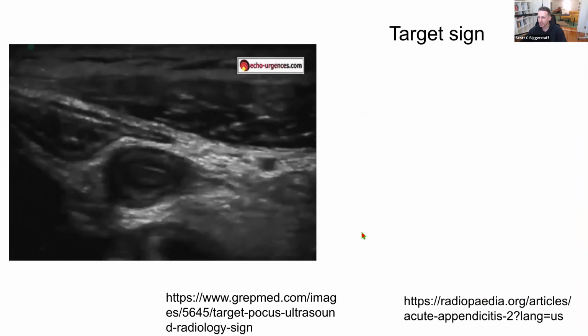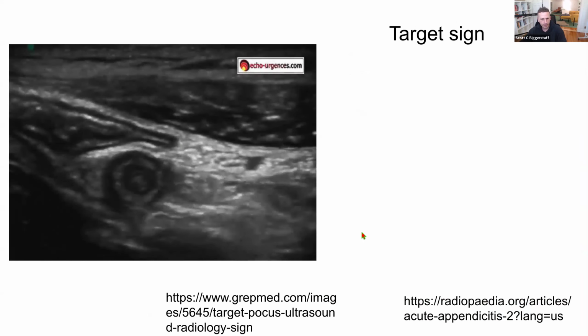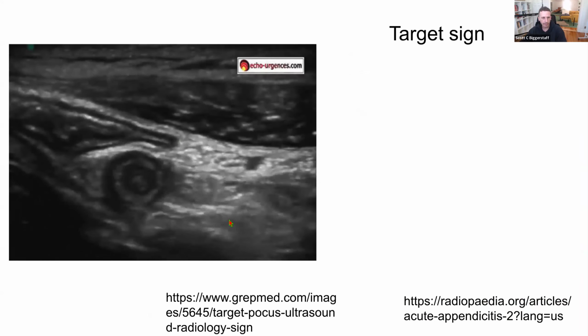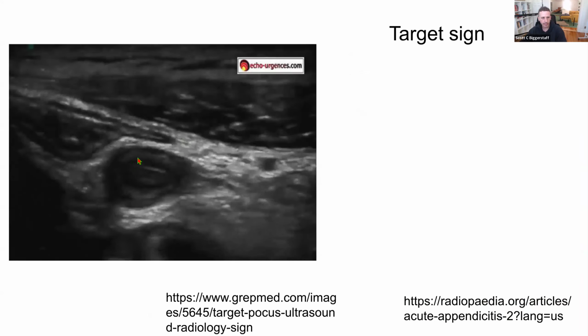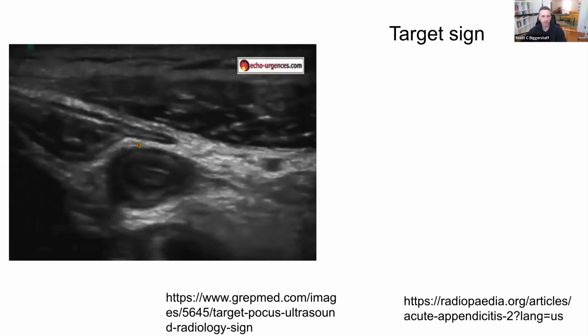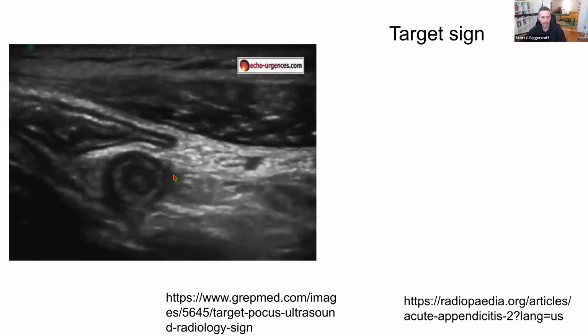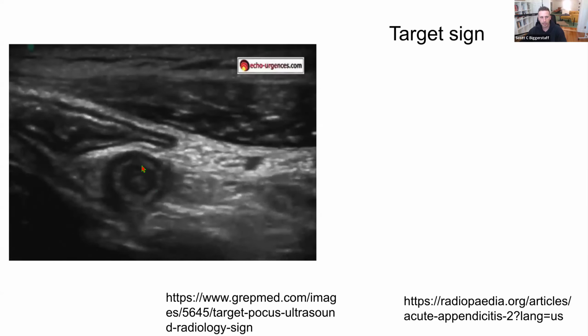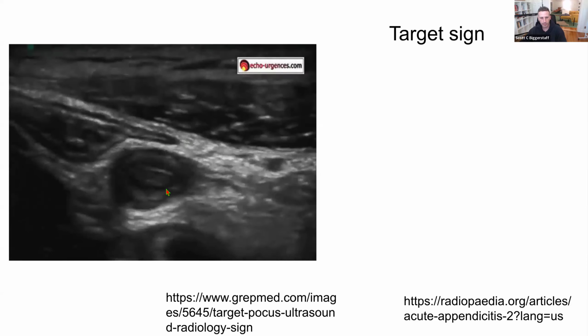These are the things that you're looking for in an abnormal appendix. This target sign. So when we have a swollen appendix, the muscles, or the outer layer, are going to be more apparent. And generally, what you have is alternating hypo- and hyperechoic circles that form this target.